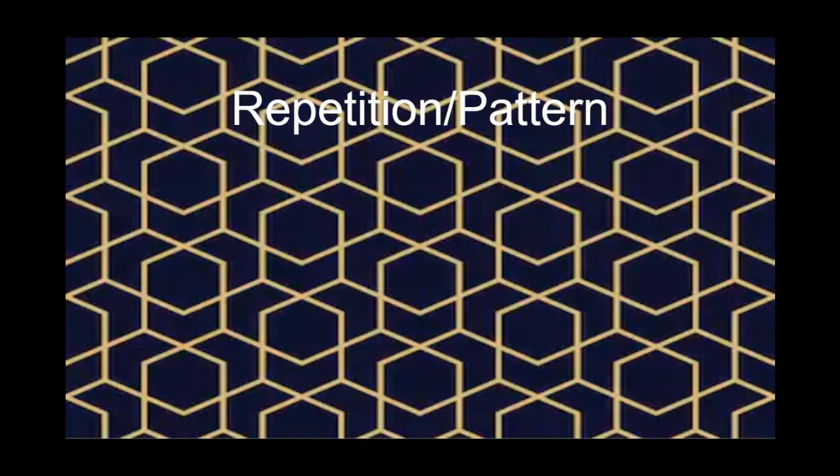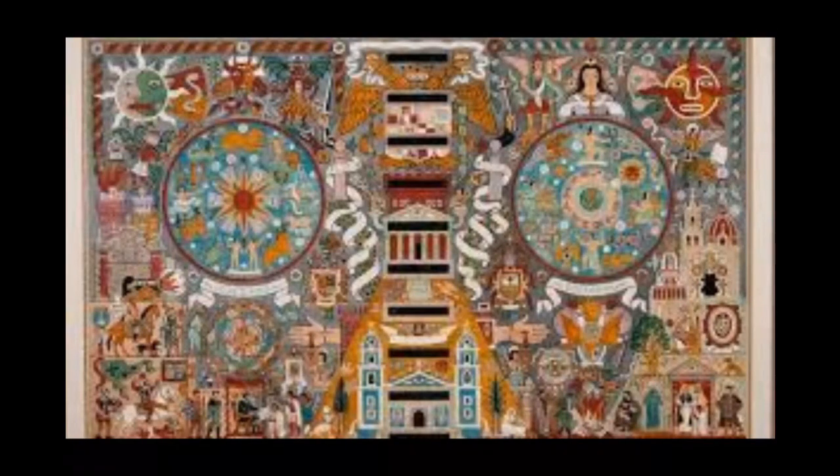Repetition and pattern. Repetition and pattern can be created by repeating simple lines, simple shapes, simple colors, or they can be more complex, like this woven mural here. They can be exact so that they all look exactly the same, or it can be that these same ideas, the same motifs are repeated throughout an image.